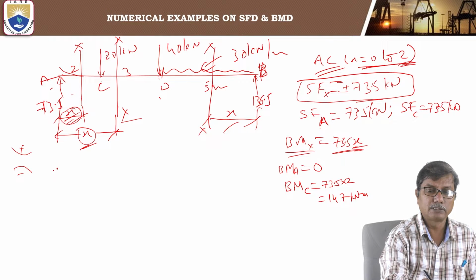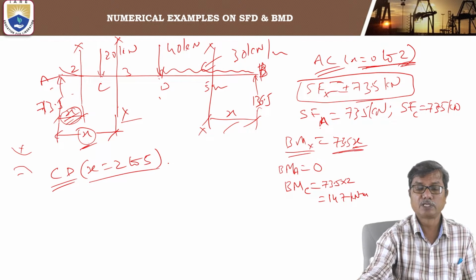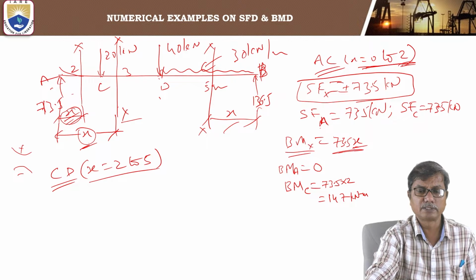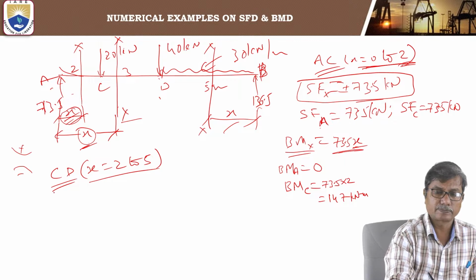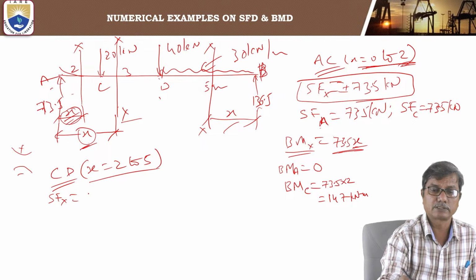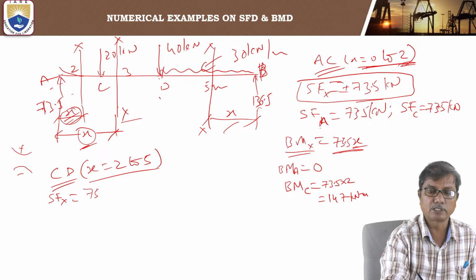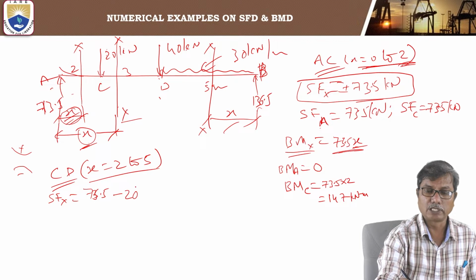Similarly, considering section between CD, considering left hand side of the section, origin at A again, the limits for x will be from 2 to 5. So shear force at x, considering left hand side: 73.5 upward, that is positive, and 20 downward, negative.